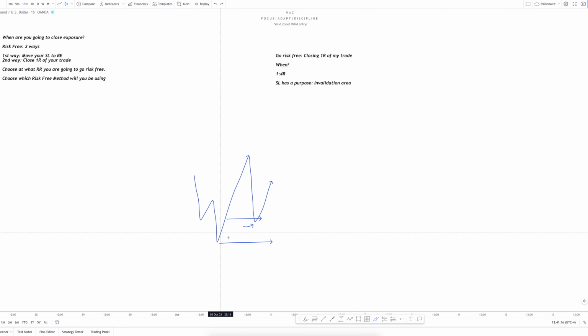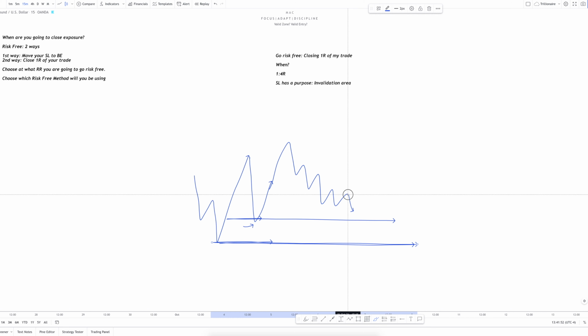So because of that, I'm going to leave my stop loss exactly where it is, right? But when I'm up 1 to 4 risk to reward, that's when I will close 1R of my trade, which basically closes the same amount that I'm risking here. Why don't I want to move my stop loss? Let's say price pushes to the upside, right? And I'll show you guys an example of price possibly returning back to our entry, okay, and playing around within this area.